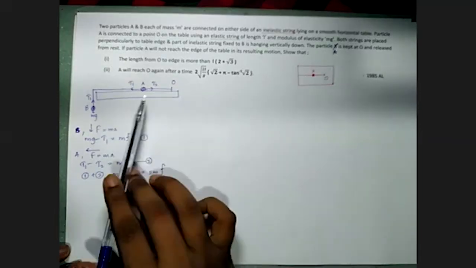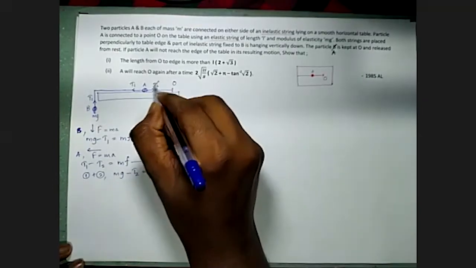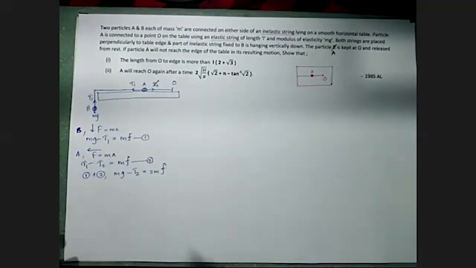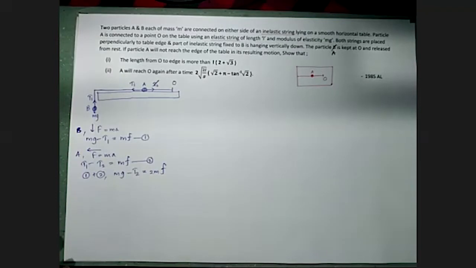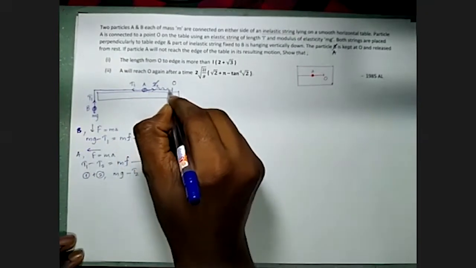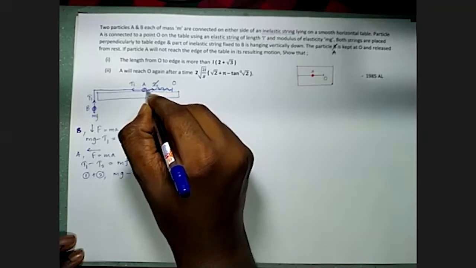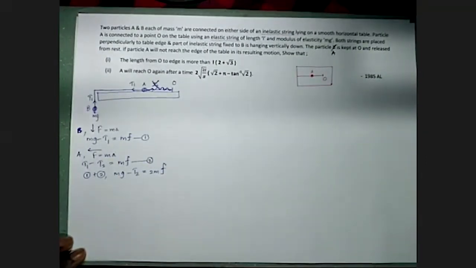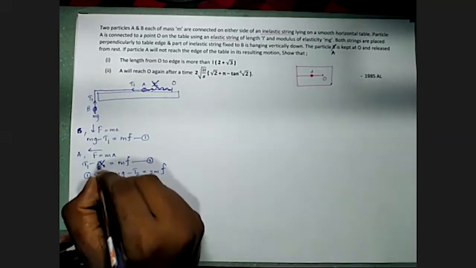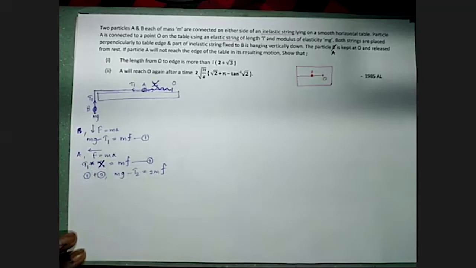I have made a mistake here. I have made a big mistake here. There is still no T2 in this problem. Why? We are considering this motion before the natural length of the elastic string is reached. Therefore, this string is in a slack form like this. Therefore, there is no tension. It is still slack. Therefore, there is no T2 term here. Cut it. There is no T2.